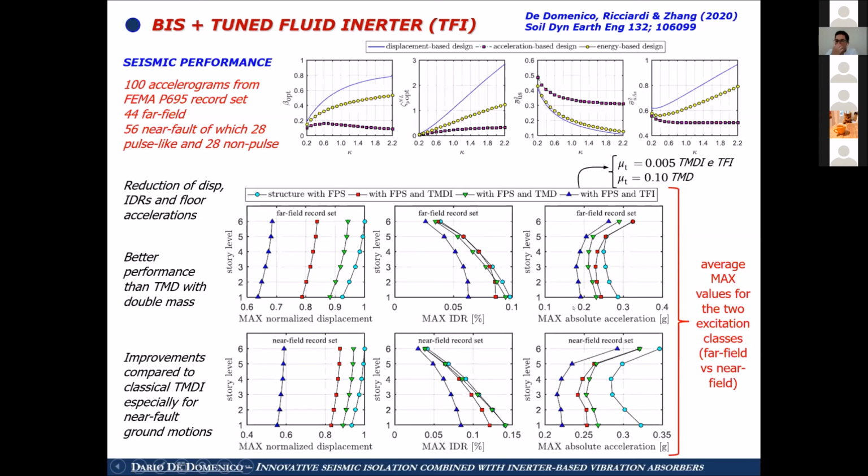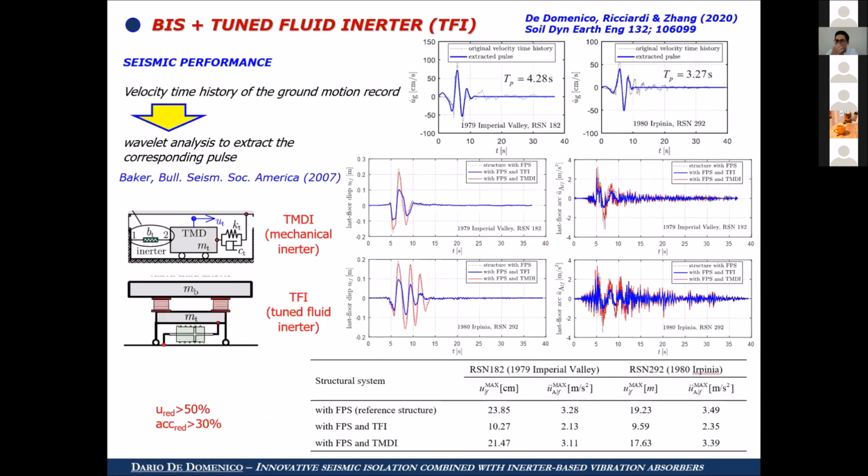And we focus on the time history of the response for a couple of pulse-like records, in particular the Imperial Valley and the Irpinia record, and we compare the performance in terms of last floor displacement and last floor acceleration of this building, and it can be seen that the reductions are very, very good. We reduced the displacement of the isolators by more than 50% and the absolute acceleration by more than 20%.